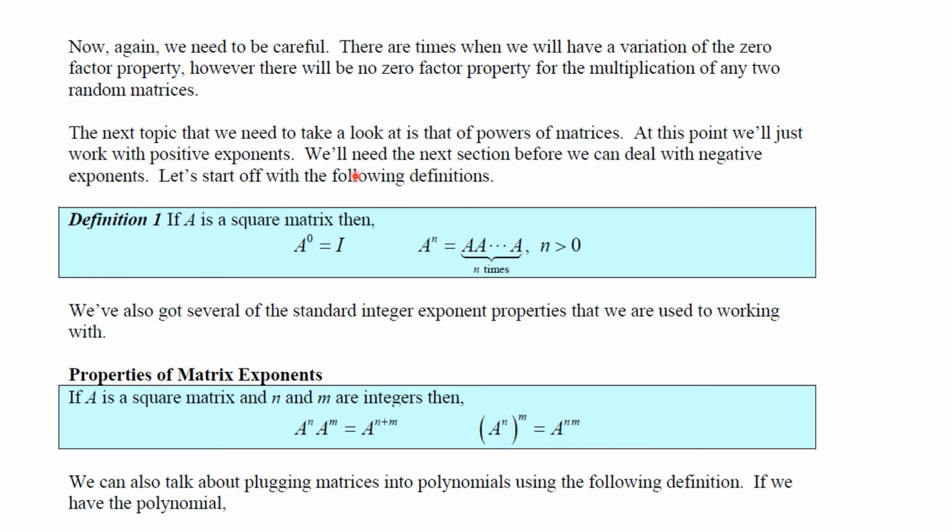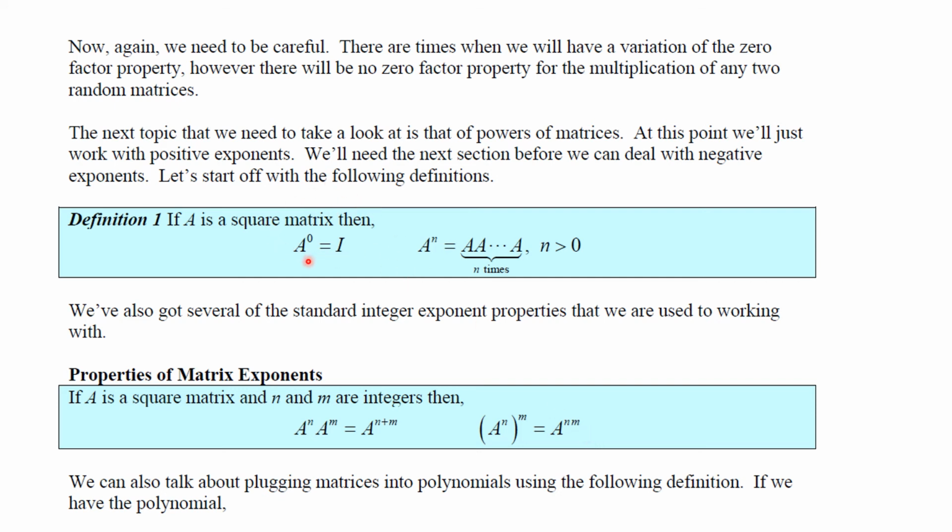Now, the next topic that we need to look at is, well, we can take powers of matrices. And we'll just work with positive exponents to start with, and then we'll define negative exponents in a bit. And so we start out with the following definition. For a matrix A, which is a square matrix, we have to make sure that you can multiply a matrix times itself. That will mean it's going to be square. So if you take matrix A to the 0 power, that's going to be the identity matrix. And the size of the identity matrix is going to be the same as the size of A.